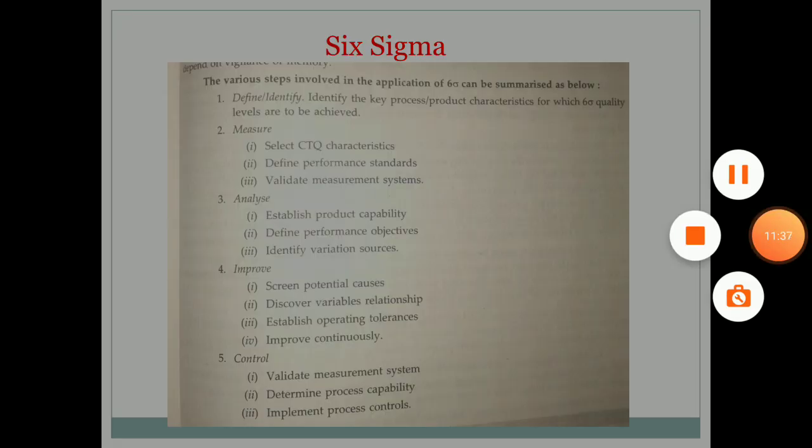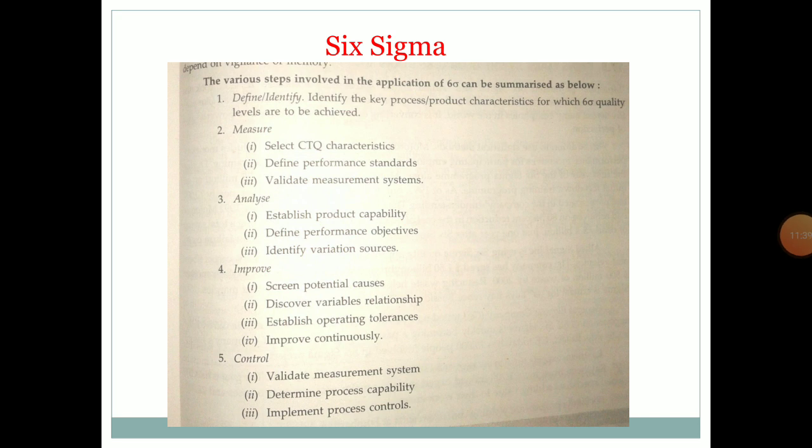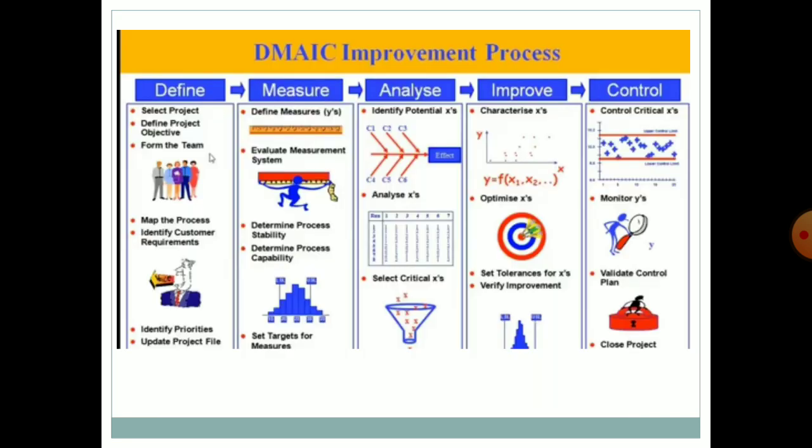So here the process of the Six Sigma is shown, and the typical scientific approach is called DMAIC. DMAIC consists of define, measure, analysis, improve, and control. This is the strategy of DMAIC, and that is implemented to achieve the Six Sigma levels in the organization. So DMAIC is the process of improvement shown here.